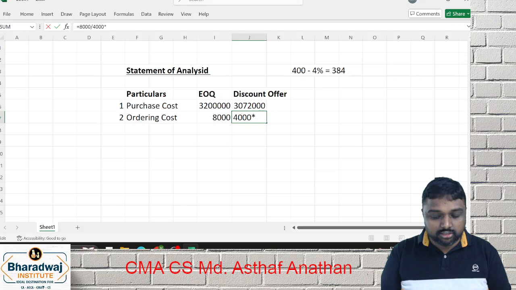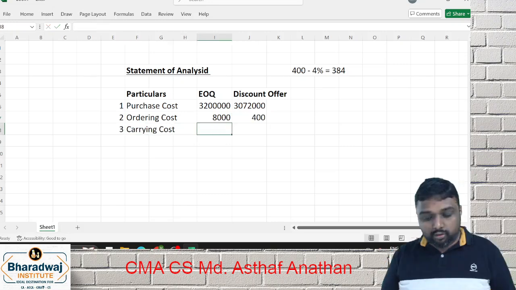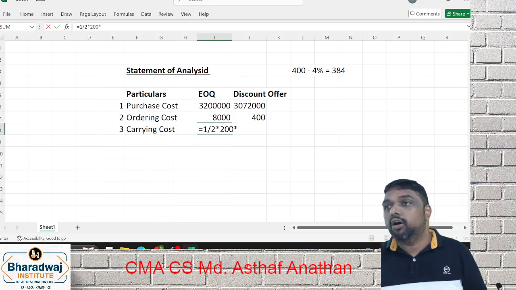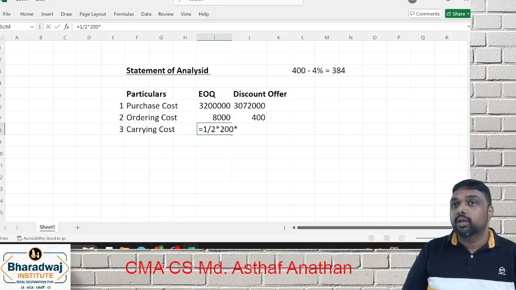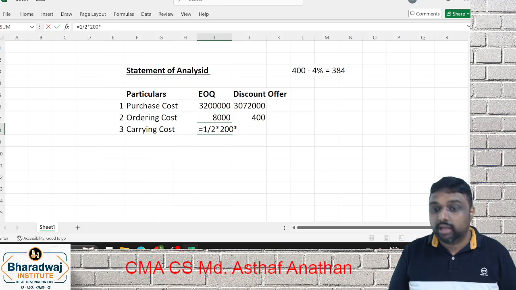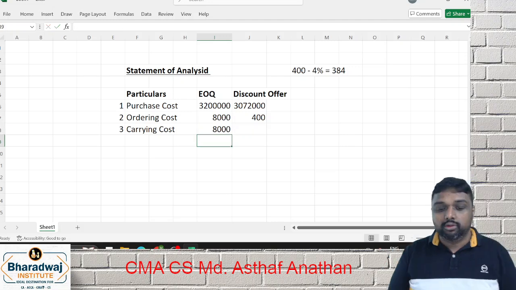Now we have to go for carrying cost. How will we go for carrying cost, friends? Half of the order quantity. What is the EOQ order quantity? 200 only, correct or not? Half of order quantity, 200, into carrying cost per unit per annum. What is your carrying cost? 400 into 20%. So you'll get 8,000.